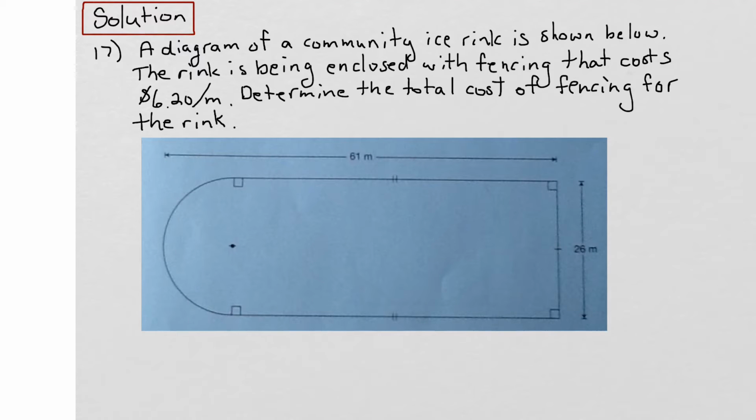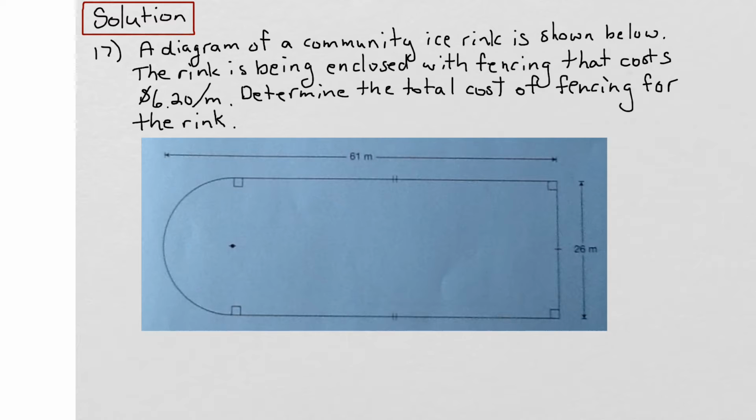In this question, we're shown a diagram of a community ice rink, and we can see that we're going to fence this rink, so we're going to have fencing go all the way around the perimeter here, and we have to determine the cost of fencing in this ice rink when the cost per meter is $6.20.